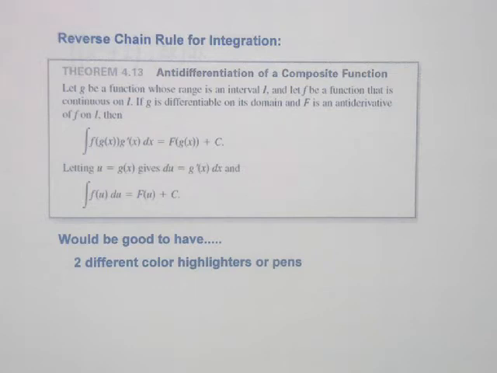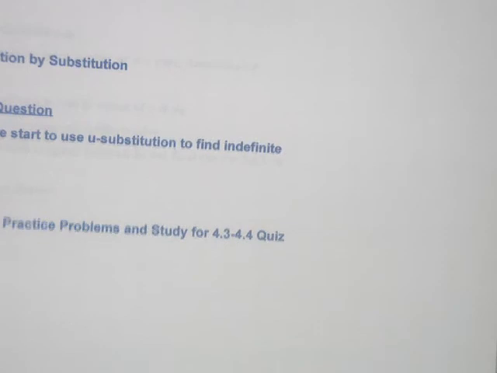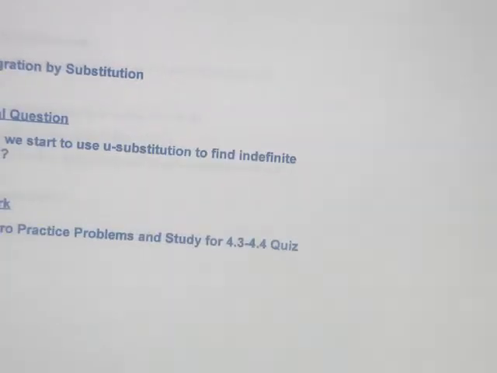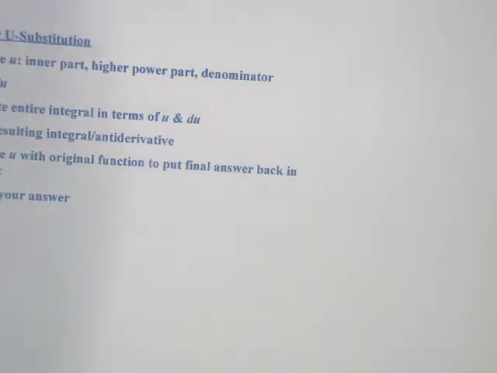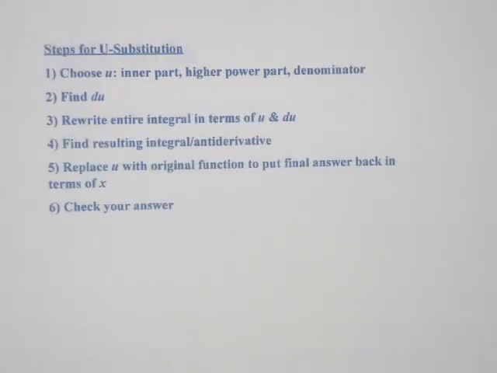It is a really good idea to have two different colored highlighters or pens. I got two pens here that we're going to keep underlining and looking for things as we do the U substitution. This is from the book, but there are some steps here that I like a little bit better than the definition from the book. So take a second to pause the video and copy it down.